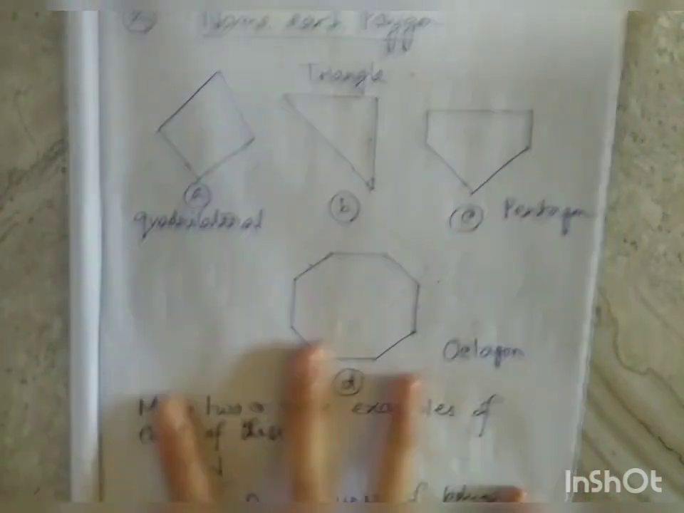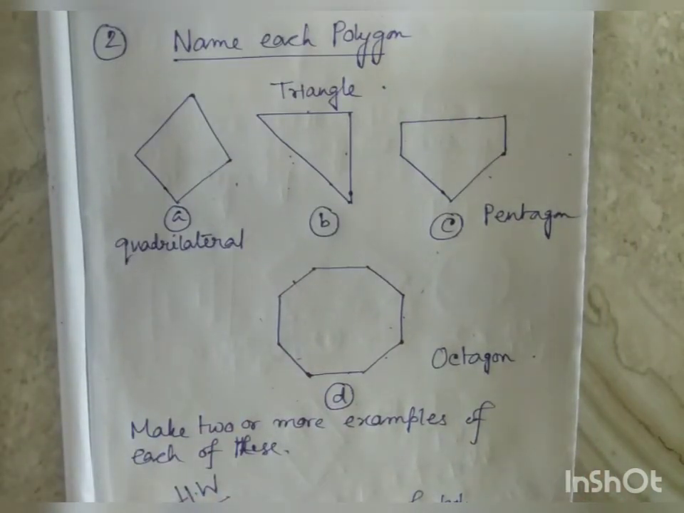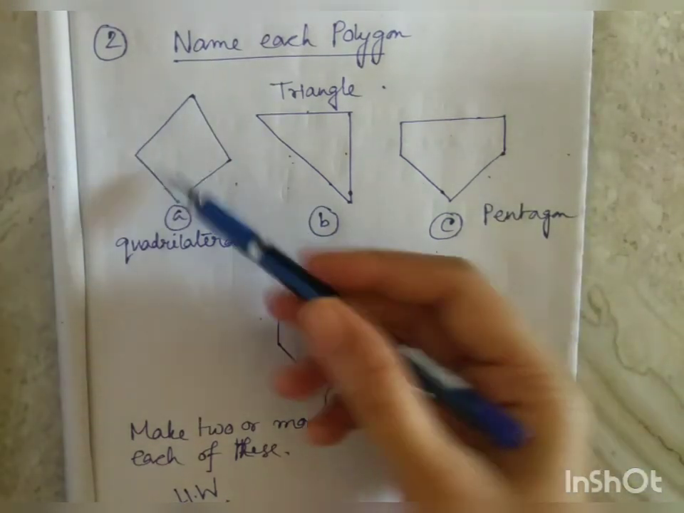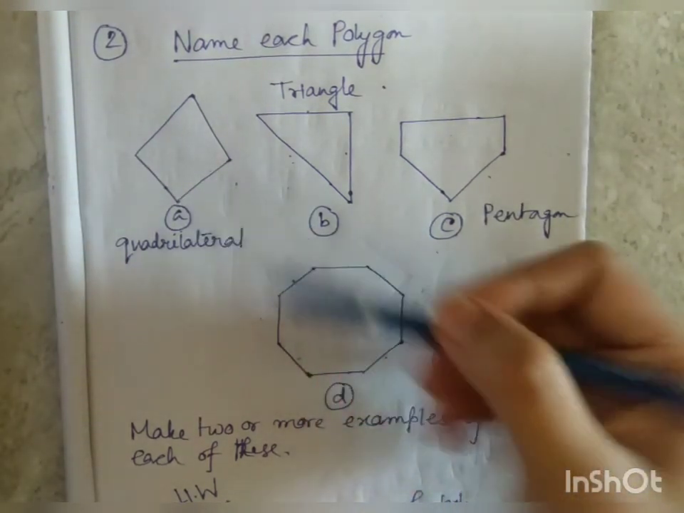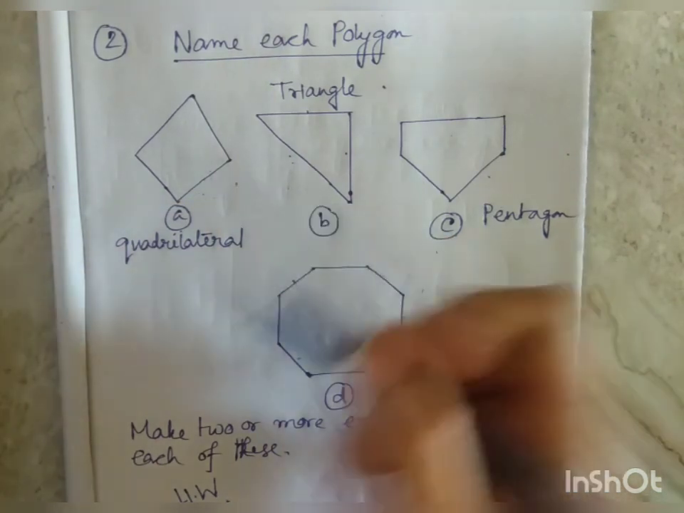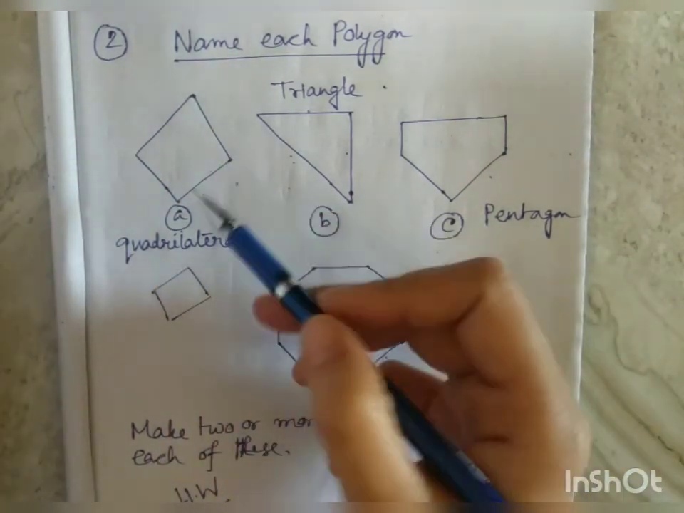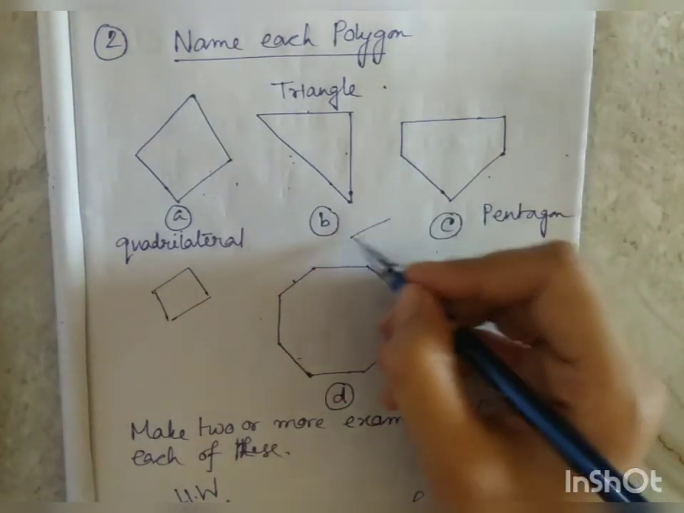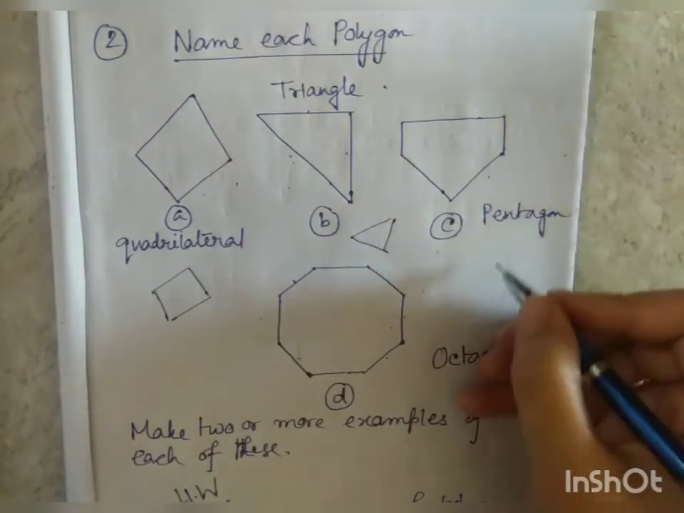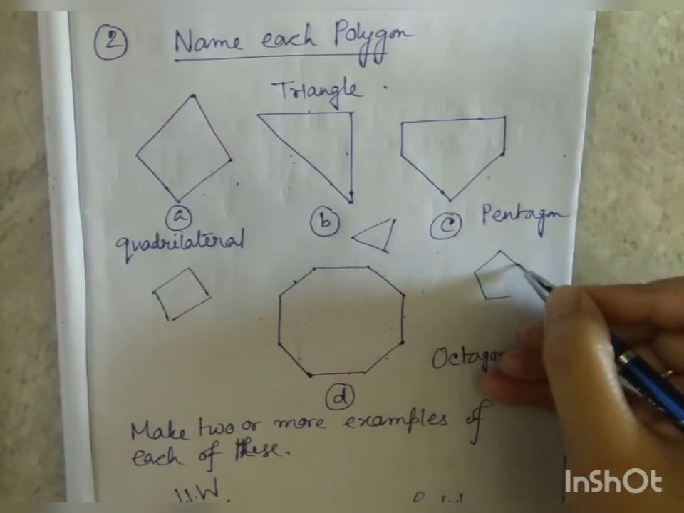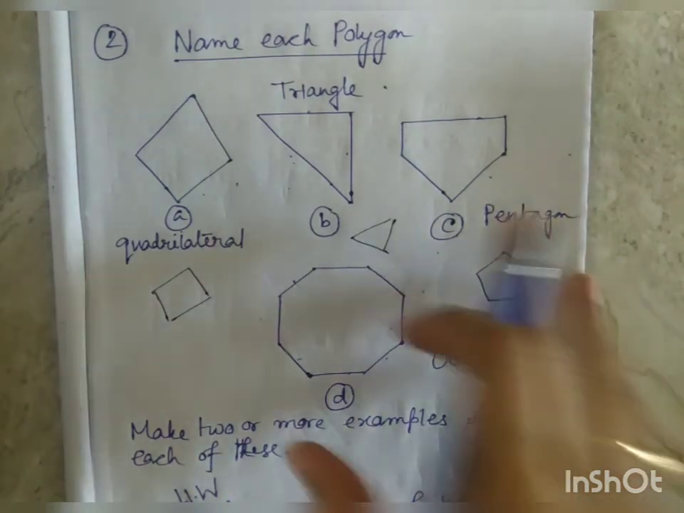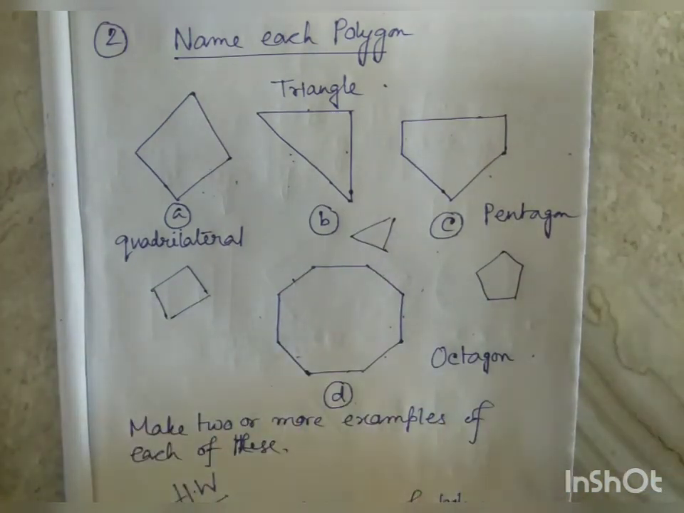Now there may be a problem in question number 2 probably, because it is written that make 2 or more examples of each of these. Means here it is a shape of a quadrilateral. Okay, so you have to draw one quadrilateral only. Okay, you have to draw a quadrilateral in this way but not this shape. You have to draw one triangle but not this shape. You have to draw one pentagon but not this shape. Okay, so you have to draw different shapes for giving the examples. Okay, so this will also be your homework, and keep practicing.